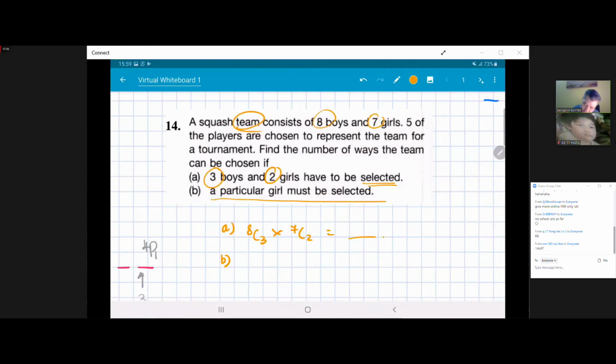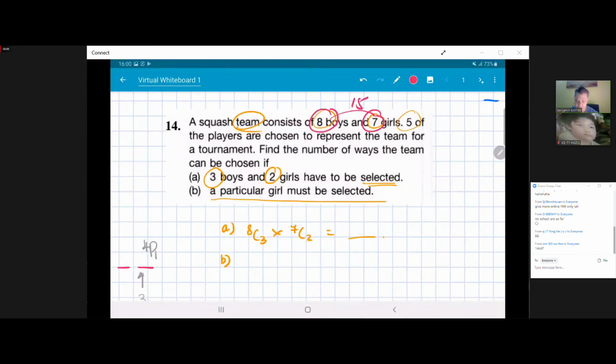We want to have 5 players. Okay. Now in A, we do boy and girl. Why? Because they tell you 3 boys and 2 girls. Get it? There's a gender difference in A. But in B, the only thing they tell you is a particular girl must be selected. Now you realize not, if I look at 8 boys and 7 girls, 8 plus 7 is 15 people kan? 15 orang, there are 15 people. So because there are 15 people and one particular girl must be selected.